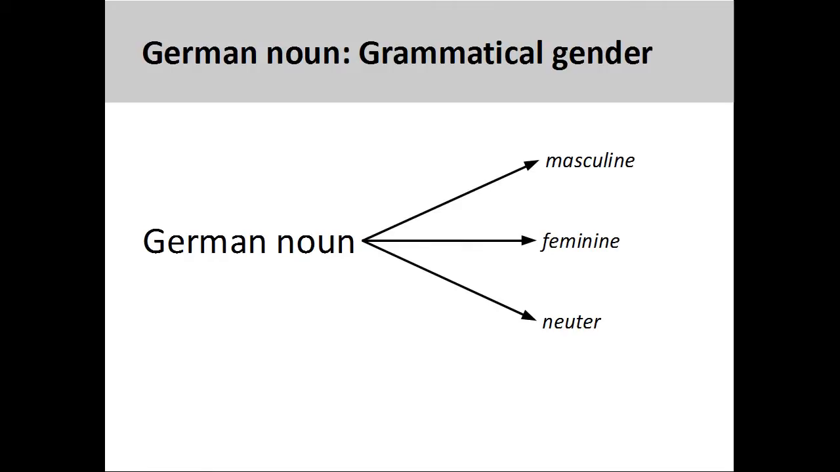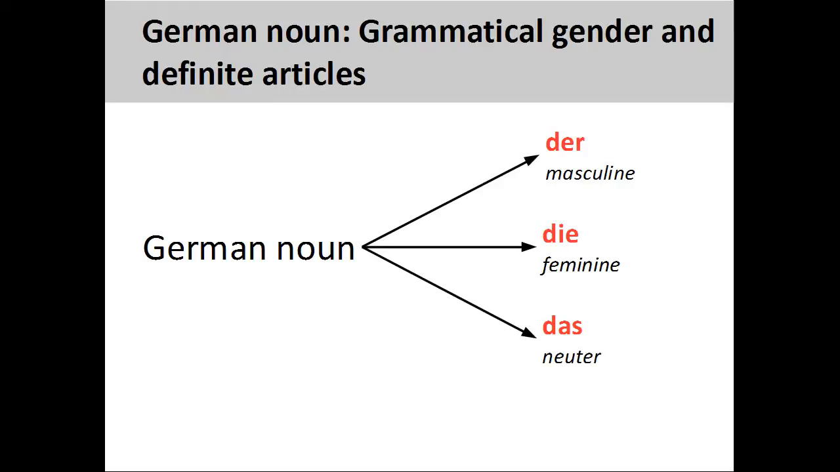Unlike an English noun, a German noun has a grammatical gender. It can be either masculine, feminine, or neuter. The grammatical gender can be related to the biological gender of the noun, if it has one, but usually there is no connection. The grammatical gender of a noun is seen in its definite article. Der indicates a masculine noun, die a feminine noun, and das a neuter noun.